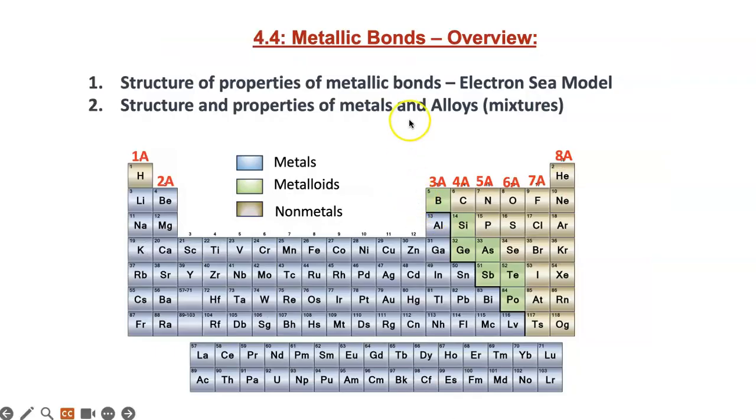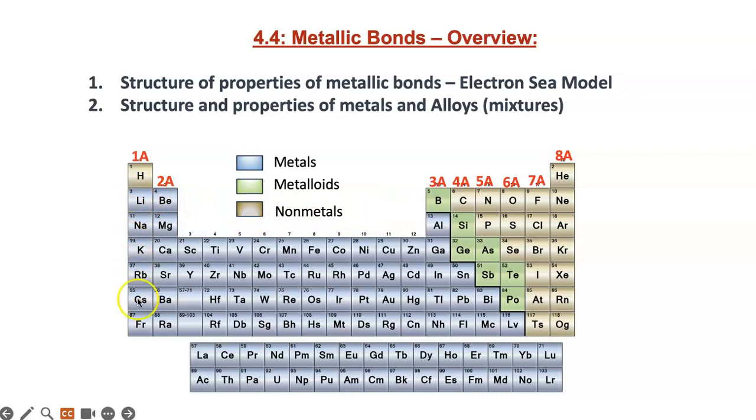So we are going to look at two major topics in the overview of this subject: the structure and properties of metallic bonds, especially the Electron Sea model, explaining how atoms and electrons are spread out in a metal. And then we are going to look at the structure and functions of metals and alloys. Alloys are mixtures of metal.